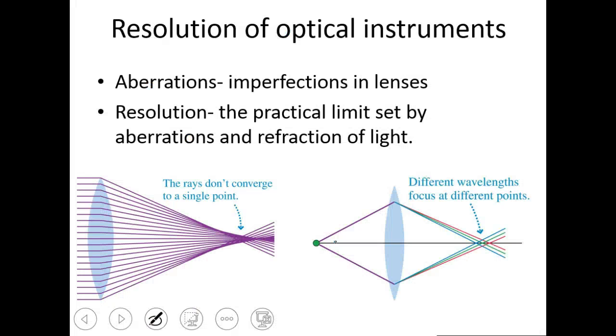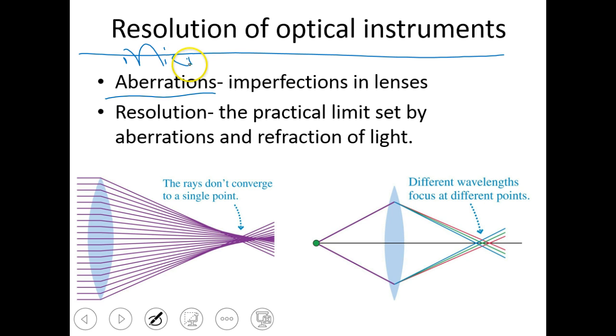All right, so back to resolution of optical instruments. That was a 13-minute diversion on color and dispersion and absorption. So an aberration is an imperfection in a lens. When we talk about resolution, by the way, we're really only talking about microscopes and telescopes, things that are looking at very, very small things or things that are looking at very, very far away things. So typically not cameras.